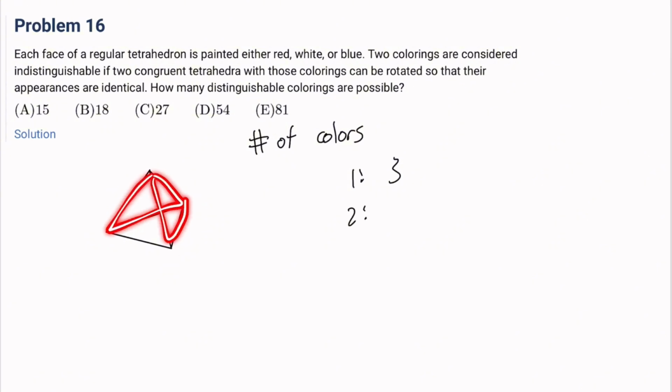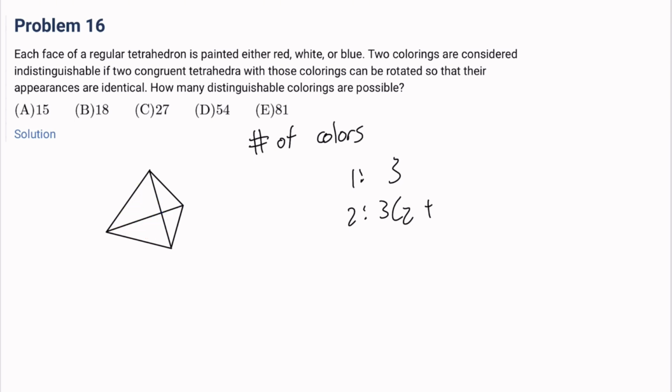2 triangles be one color and the other triangles be a different color, right? So that's going to be 3 choose 2, which is just choosing which color the first 2 will be, and then which color the next 2 will be. So that's just 3 choose 2.